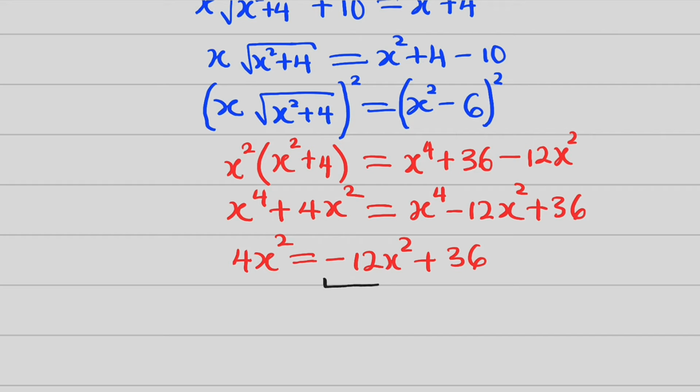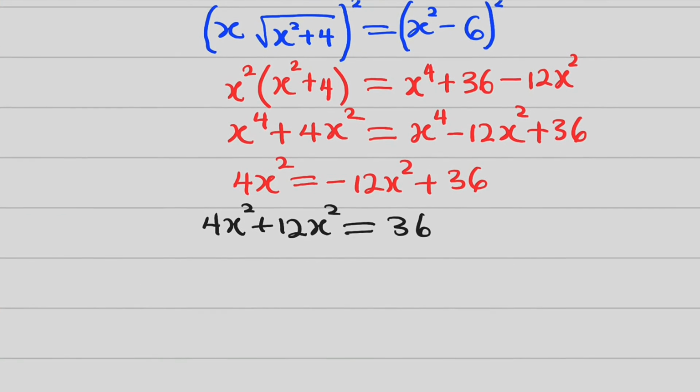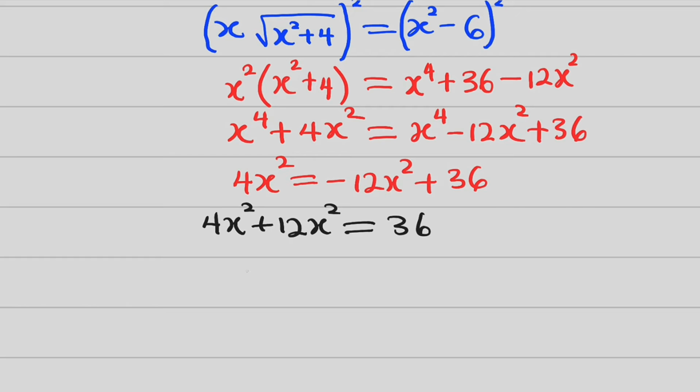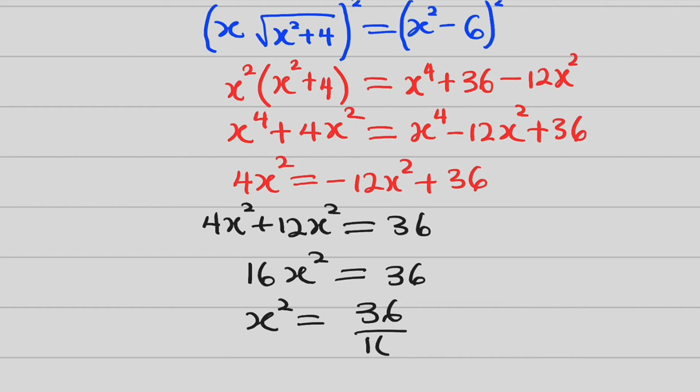So now let us take this negative 12x squared to the left. It is negative here, to the left it is going to become positive. So we have 4x squared plus 12x squared, and to the right we still have 36. This is going to be equal to 16x squared. We have 16x squared. To the right we have 36. Since we are looking for x, we can divide both sides by 16. X squared will be equal to 36 divided by 16.